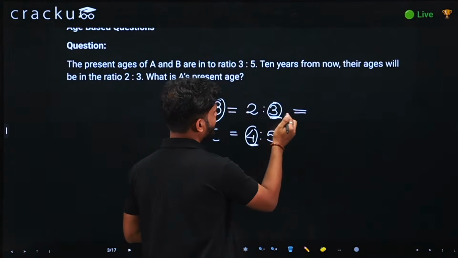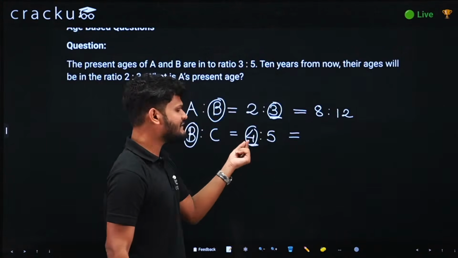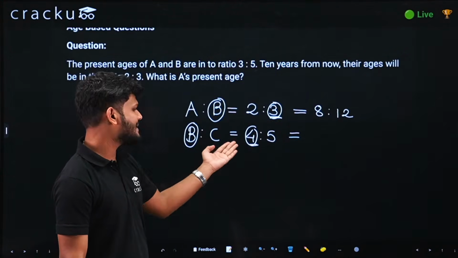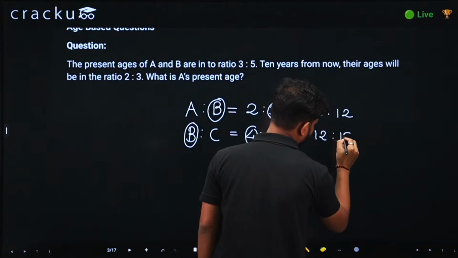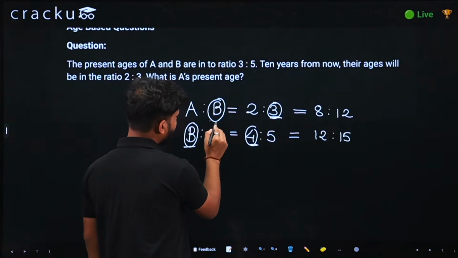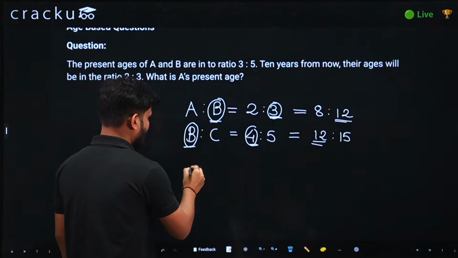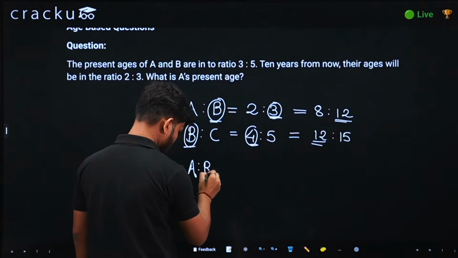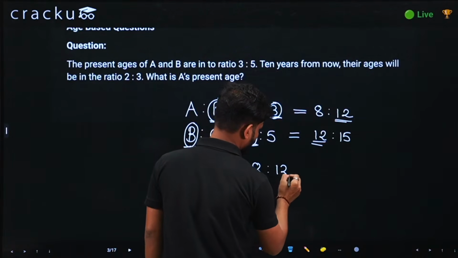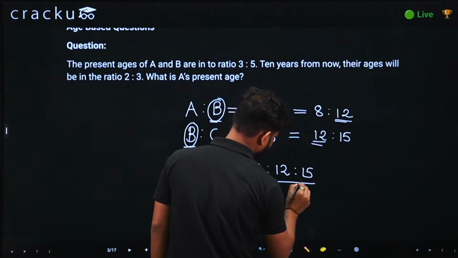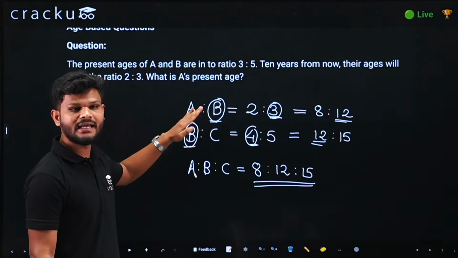What will it be? 4 into 2 is 8. 4 into 3 is 12. Right? To convert this 4 into 12, what will you do? You will multiply the ratio by 3. So this will become 12 and 15. So now the value of B in both the ratios is 12 and 12. And you can now directly compare A is to B is to C. And what will it be? It will be 8 is to 12 is to 15. Right? So this is how you can combine the ratio. Just take the LCM and make the common link equal.